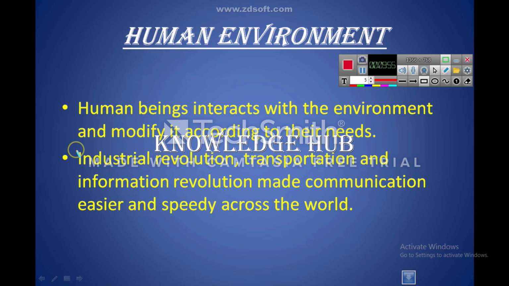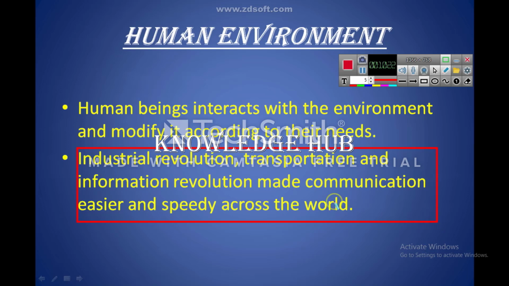But with time, needs increased and became more varied. They learned to grow crops, domesticate animals, and lead a settled life. Similarly, they produced different types of things. For this production, they created things such as the industrial revolution. They made the industrial revolution, transportation, and information revolution, and made communication easier and speedy across the world.